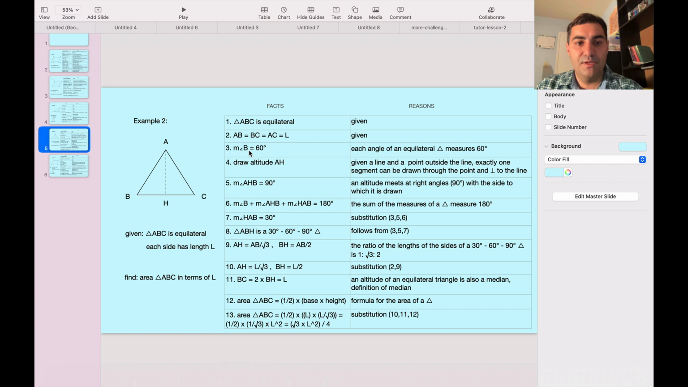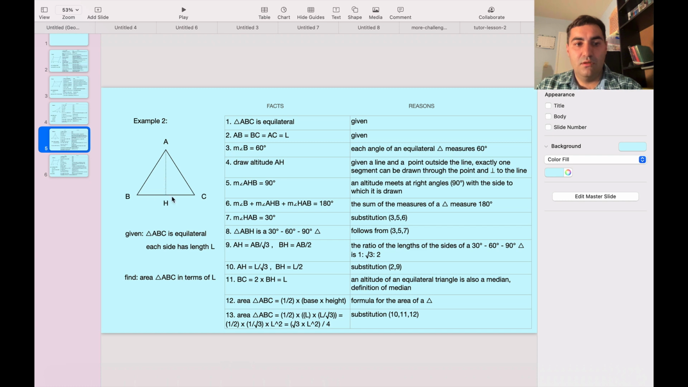So we know that the measure of angle B equals 60 degrees and the measure of angle AHB equals 90 degrees, so the measure of angle HAB equals 30 degrees. So triangle ABH is a 30, 60, 90 degree triangle, and we know that a 30, 60, 90 degree triangle has this ratio, 1, square root of 3, 2, for the lengths of its sides, right? So AB is going to be equal to L, because each side has length L. So the shortest side, BH, is going to be L divided by 2, and AH is going to measure L divided by square root of 3.